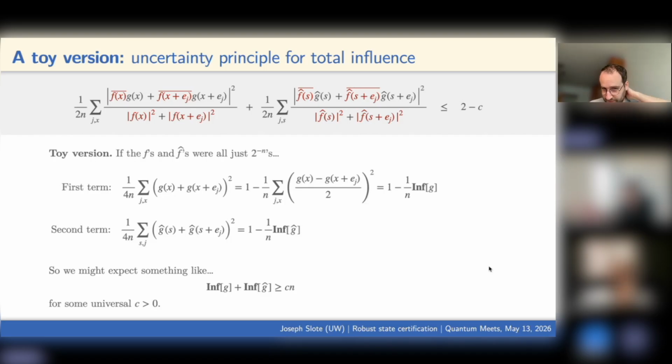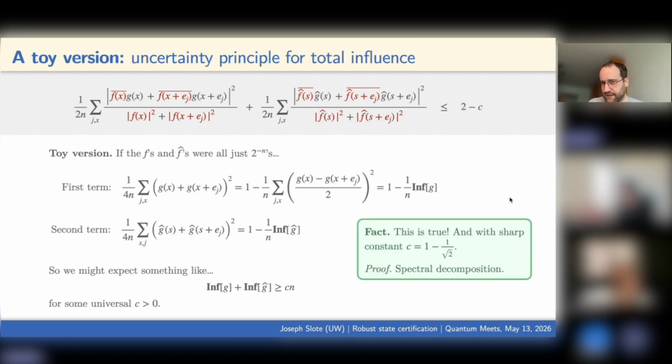Very simple statement. But I couldn't find it in the literature. It only takes a couple lines to prove, and I just thought it's cute. So it turns out that it's true, and you can prove it with sharp constant 1 minus 1 over square root of 2. So our first sanity check works out in this very simple situation. We can get an uncertainty principle. So that's cool.